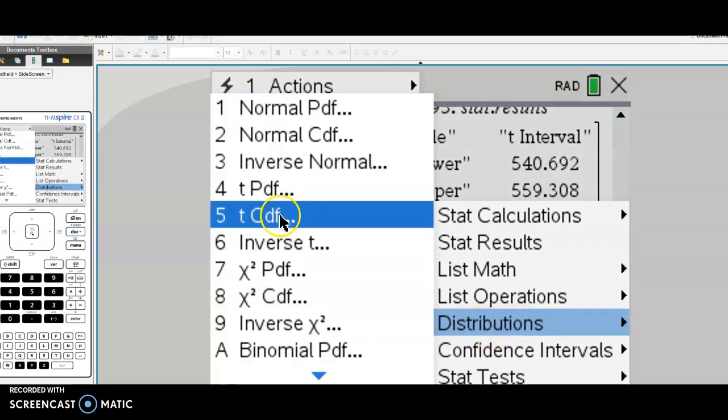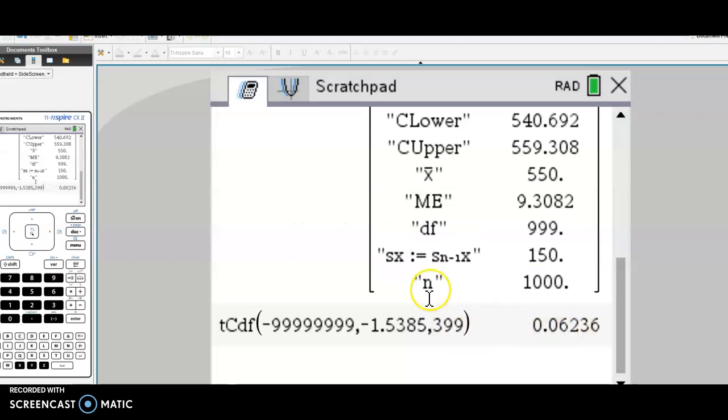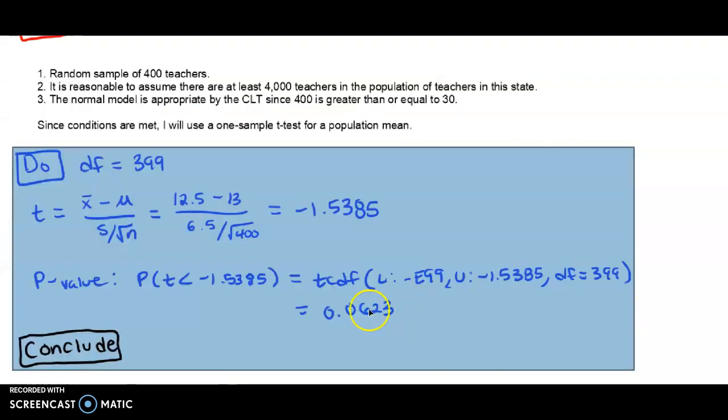Well, now we're using a TCDF model. So here, you can just type in negative 9999999, something like that, a very large negative number. The upper bound was our test statistic of negative 1.5385, and our degrees of freedom was 399. And when I do that, I get a probability of about 0.0624, which is what I believe I wrote here, 0.0623.